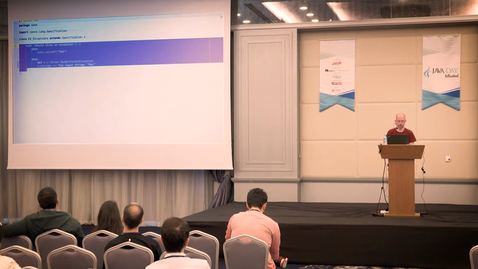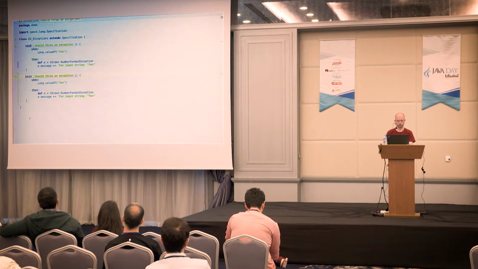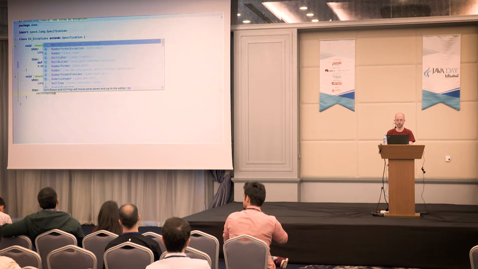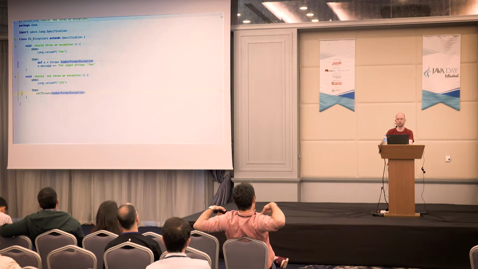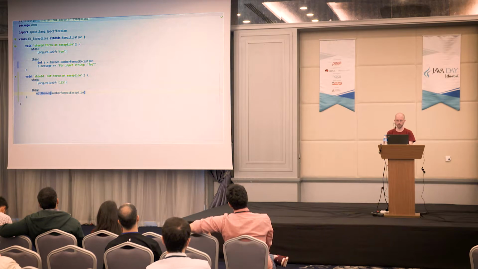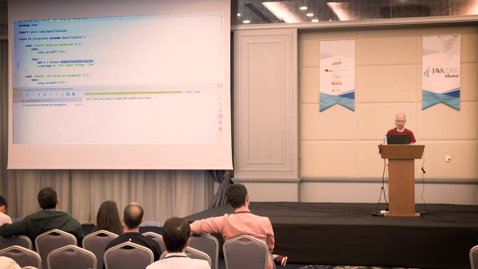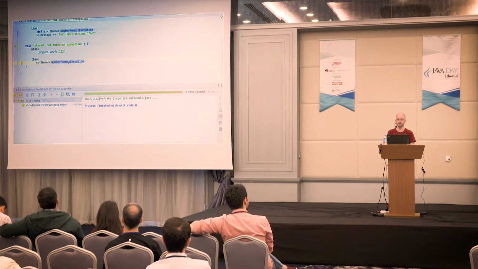But there is another option. Let me cheat a little bit, copying this code. Should not throw an exception. What happens if now I try to convert a valid number? So for example, 1, 2, 3, right? I have here thrown, but I also have not thrown. Not thrown number format exception, right? In Groovy, parentheses are optional most of the time. So writing this not thrown here, it's the same as this one. You can omit parentheses if you want. And this test is green because that exception has not been thrown, right?